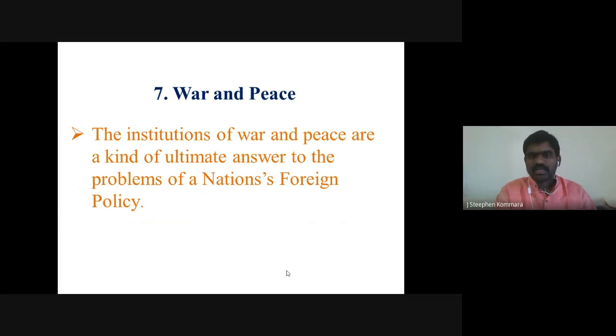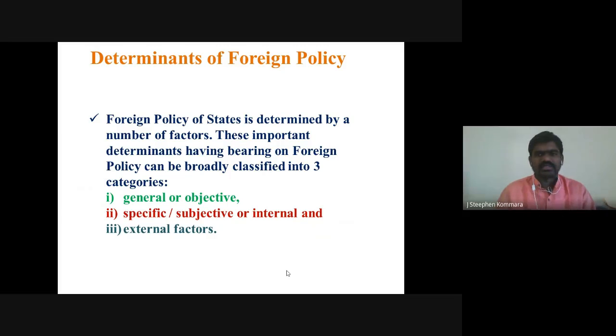So the first one is diplomacy, publicity and propaganda, balance of power, collective security, international law and organizations, economic and non-political methods, and the last one is war and peace. And determinants of foreign policy. Foreign policy of states is determined by a number of factors. These important determinants having bearing on foreign policy can be broadly classified into three categories: general or objective; number two, specific or subjective or internal; and the third one is external factors.